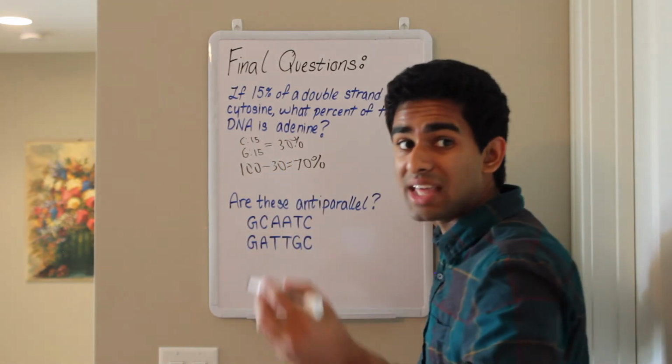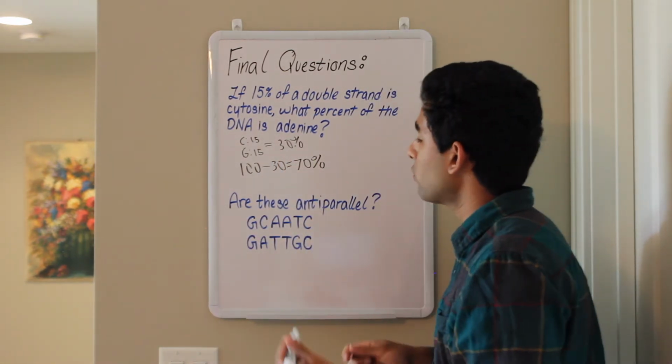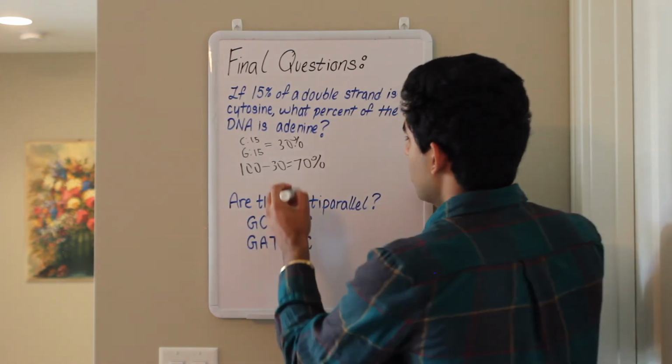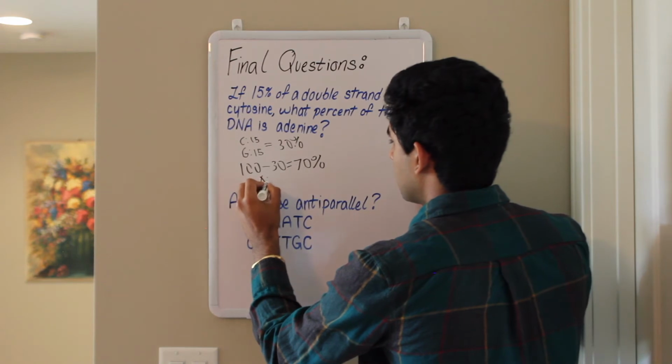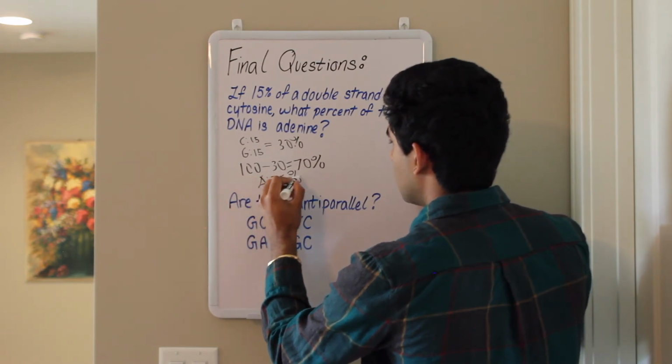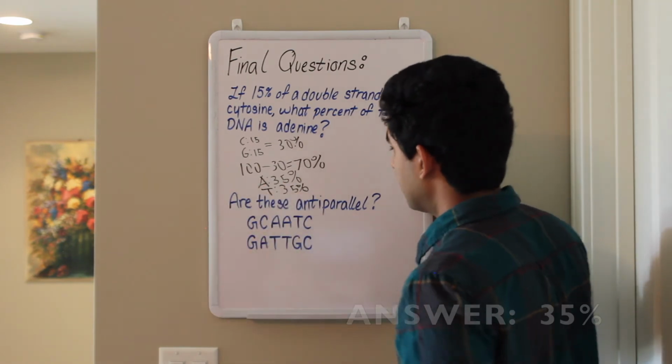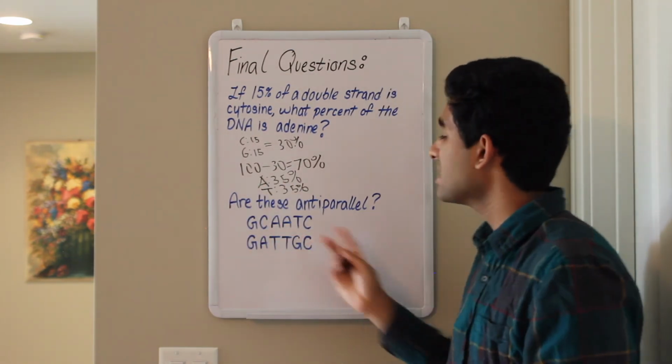This is going to be split between the adenine and the thymine. So therefore, we just take this in half, and that's what percent of the DNA strand is adenine. That means adenine is 35%. And also, thymine is as well. So that's the first question. And then the last question is, are these anti-parallel?